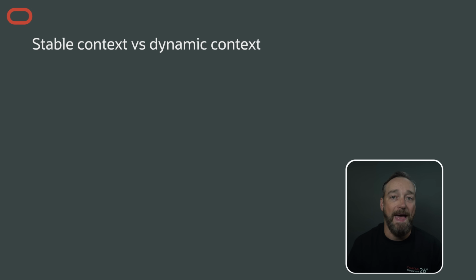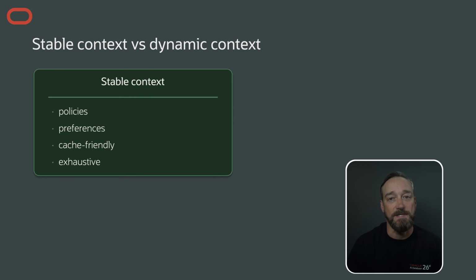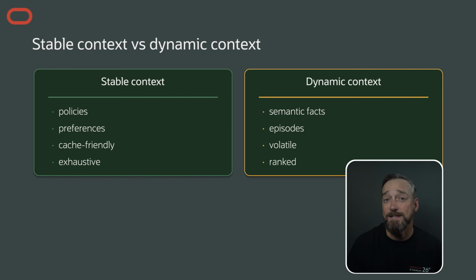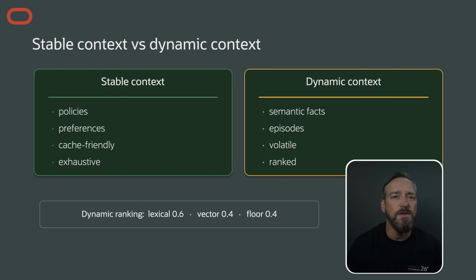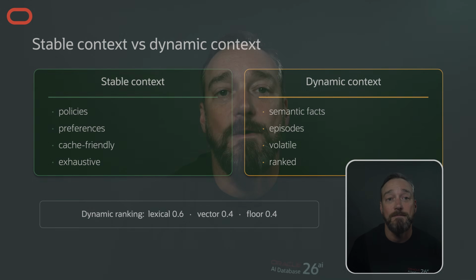Now, there are 2 retrieval paths here, and they do completely different jobs. Stable context is the immutable stuff, policies and preferences that apply on every single turn. Dynamic context is what gets discovered at runtime, the facts and episodes that are ranked against whatever the user just said. Stable context feeds the top of the prompt. It's the same every turn, so it's cache-friendly and there's no top K. Dynamic context feeds the tail. That part is hybrid, lexical and vector, fused and ranked with the weights you see on screen. One thing that is really important is that the scope filter runs before ranking on that dynamic side.